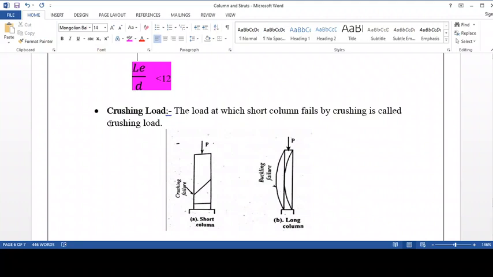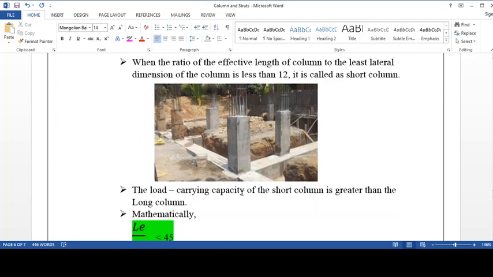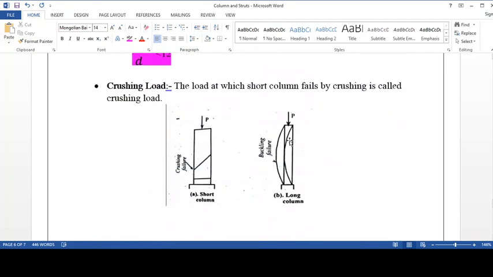Now see what a crushing load is. Generally, if you apply the load on a short column, which type of failure comes? Crushing failure. At the same time, if you apply the load on a long column, which type of failure comes? Buckling failure. Short column, crushing failure. Long column, buckling failure.